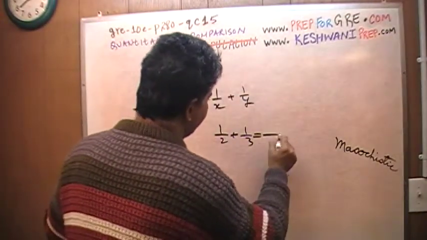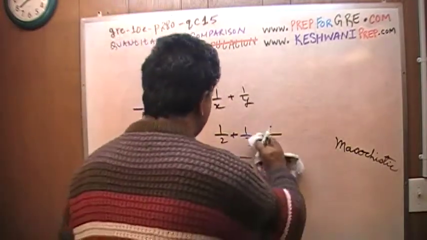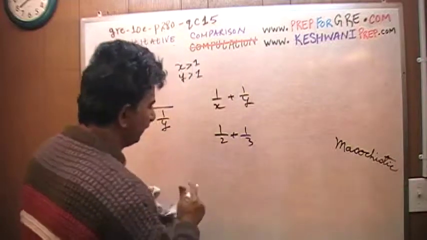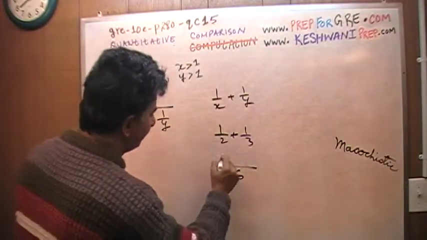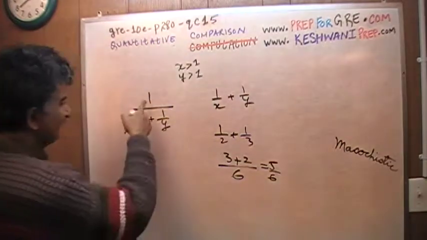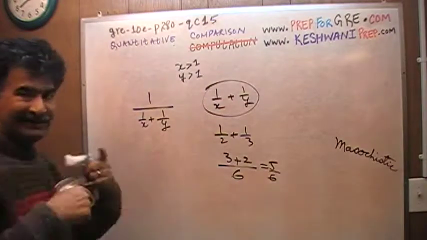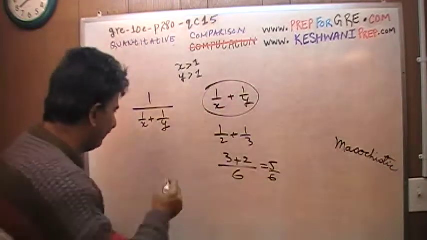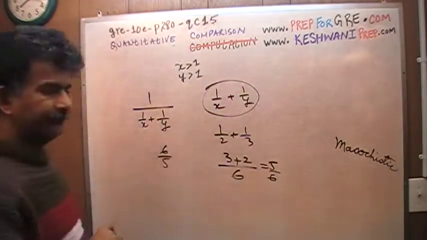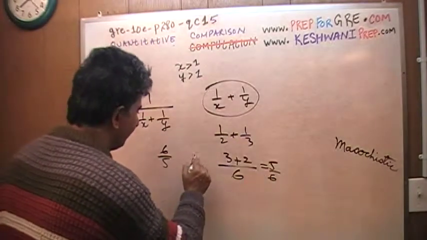The common denominator is 6. I'm not going to explain everything because otherwise I'm going to run out of time here. This is 6, so it's going to be 3 plus 2, it's going to be 5 over 6. And since this is 1 over this entire quantity, it is the reciprocal of it. So if this is 5 over 6, this is going to be 6 over 5. This is less than 1, this is more than 1, so the answer is going to be A.